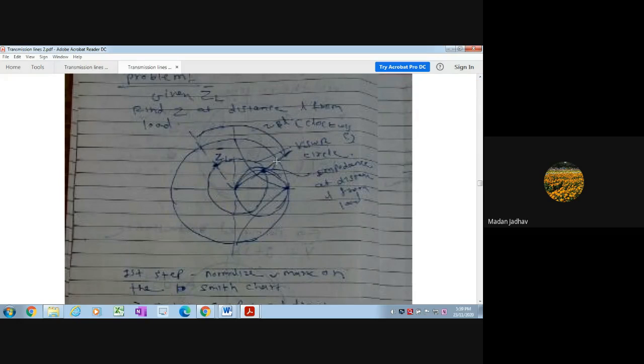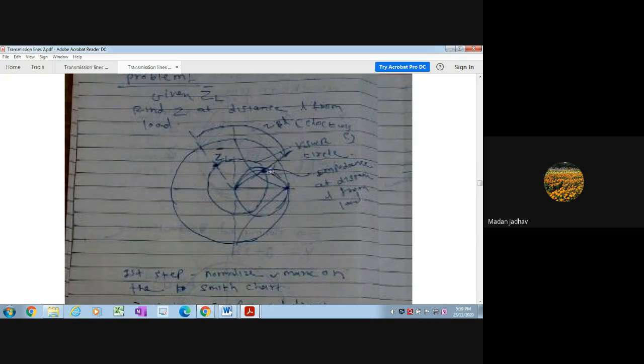Okay, now this is the intersection point, and this is how to draw the VSWR circle. Just now I will explain here. This is the center of the Smith chart, and you have located the impedance, which is the intersection of the X circle and R circle, and this is the point. Now you have to draw one line from the center of the Smith chart to the intersection point and extend it up to the outer circle.